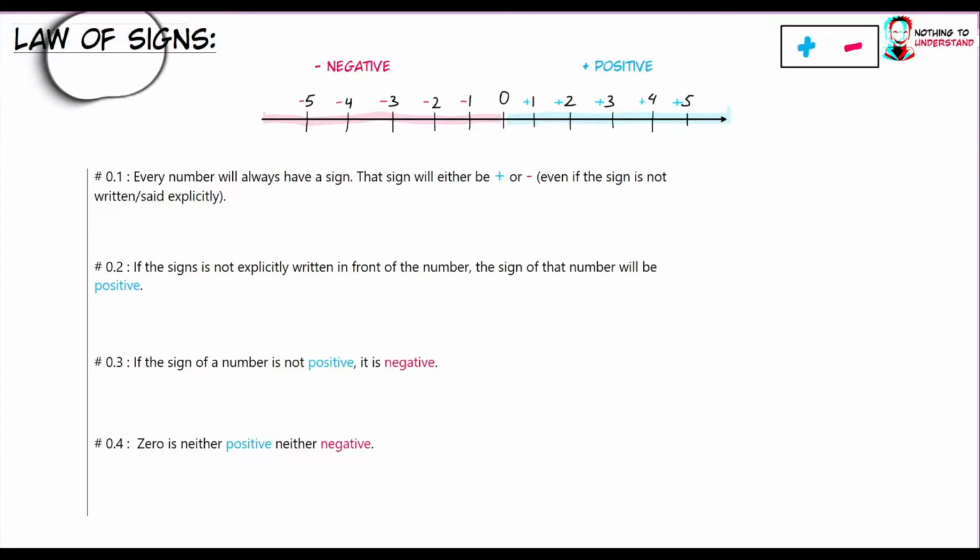Let's start with the law of the signs. There are two signs, negative sign and positive sign. The negative sign will help us define negative numbers, and the positive sign will help us define positive numbers.